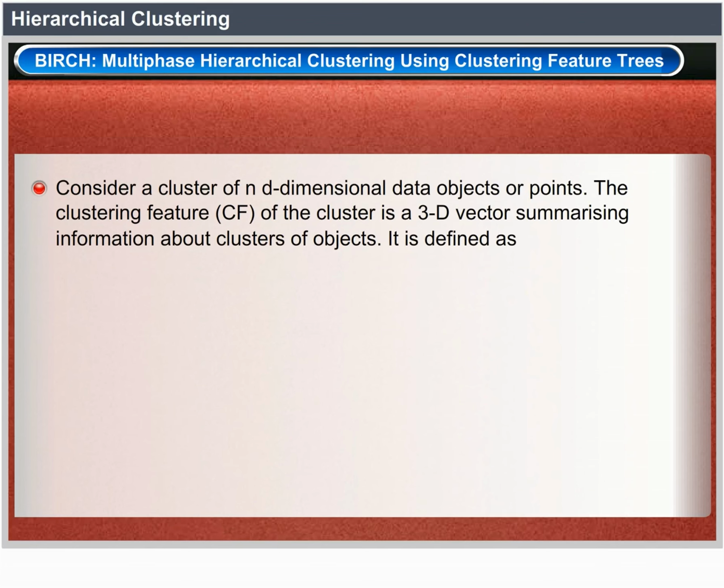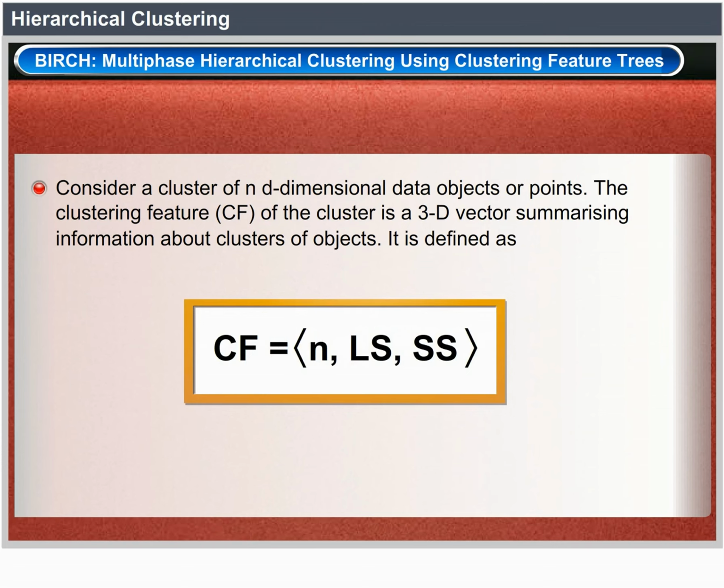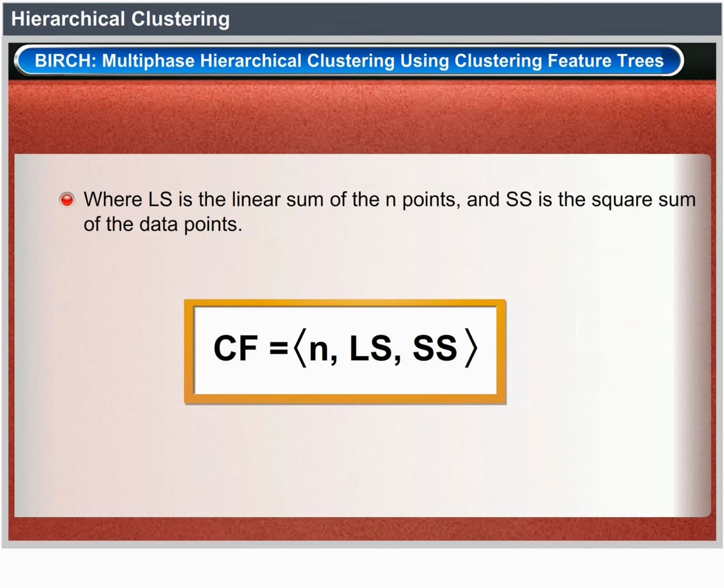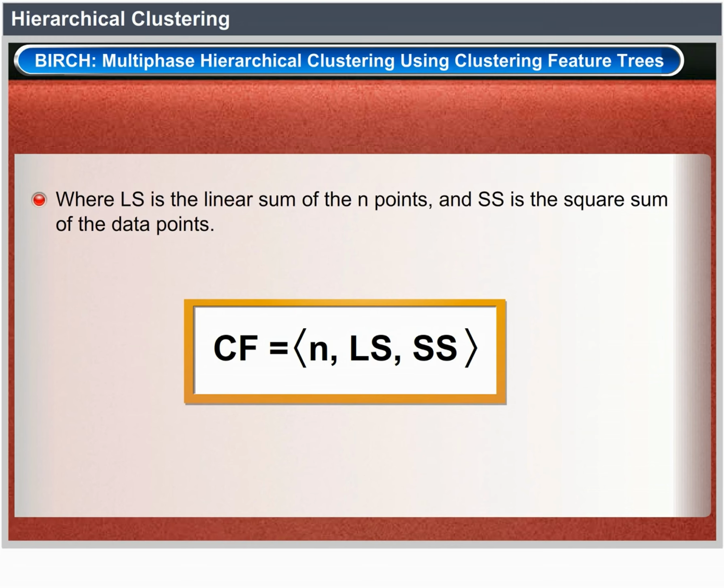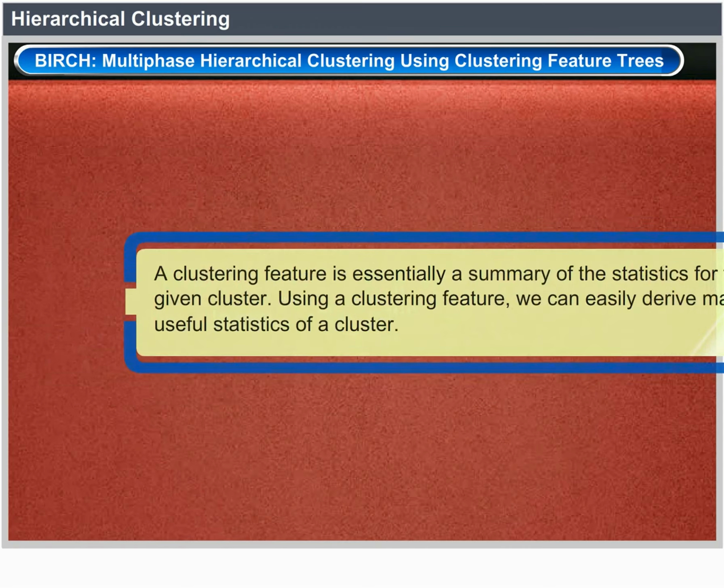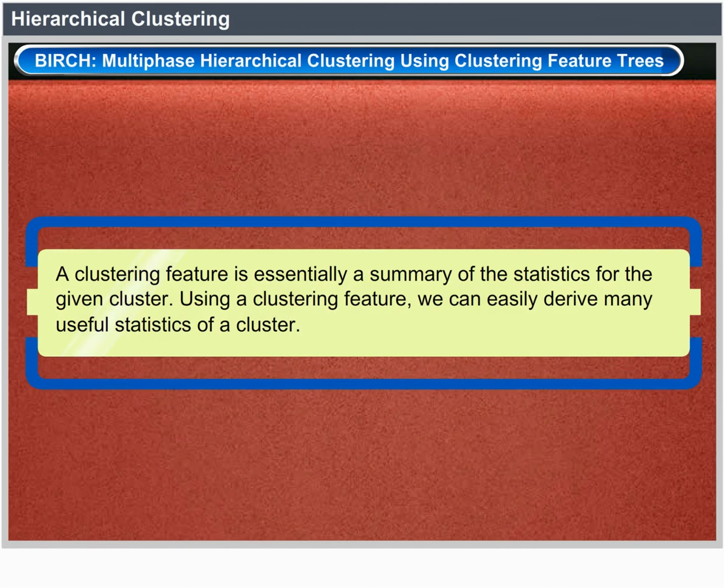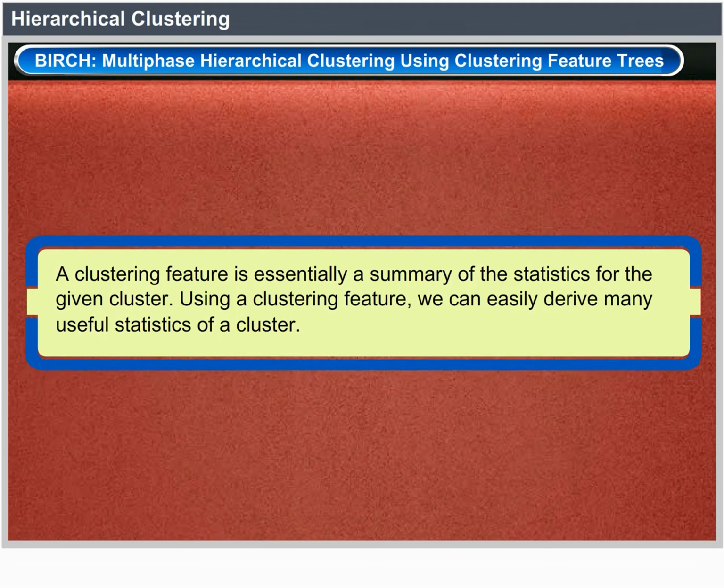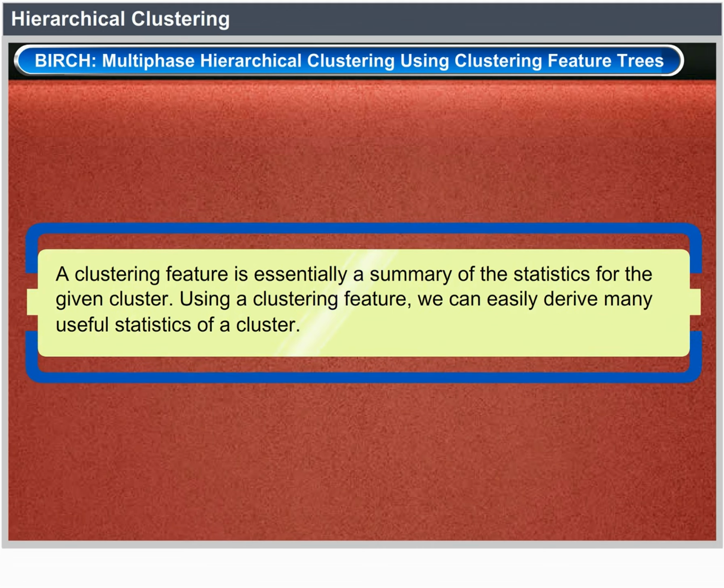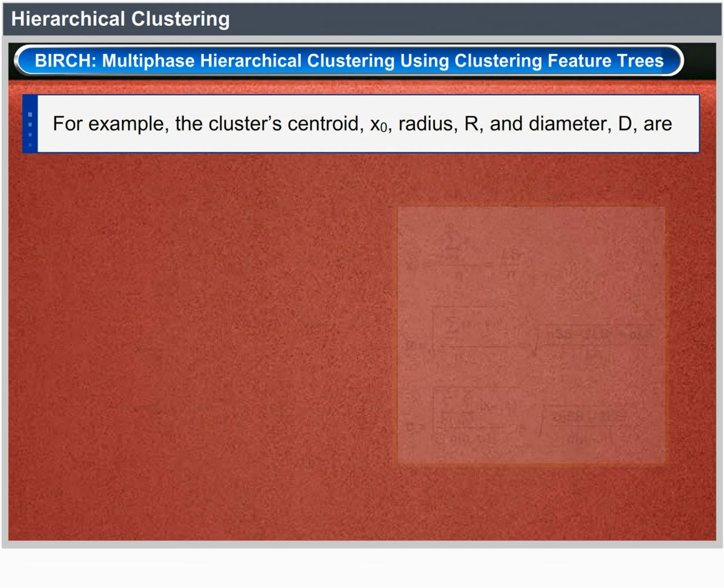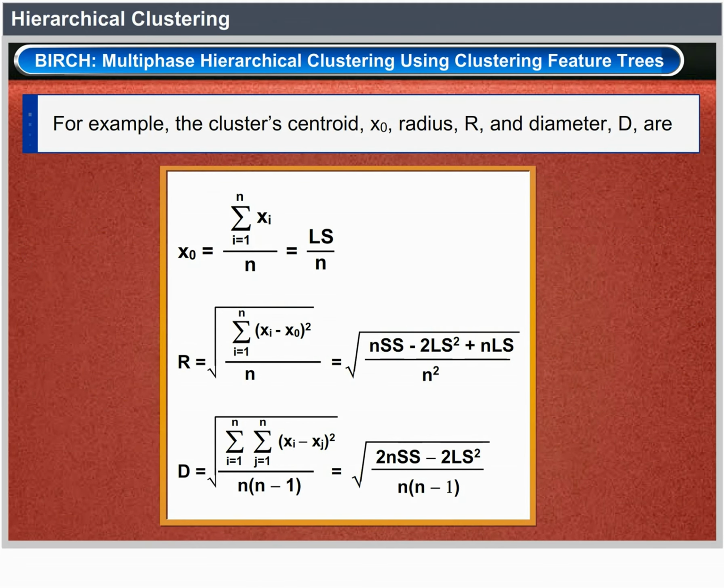It is defined as CF = <n, LS, SS>, where LS is the linear sum of the n points and SS is the square sum of the data points. A clustering feature is essentially a summary of the statistics for the given cluster. Using a clustering feature, we can easily derive many useful statistics of a cluster. For example, the cluster's centroid x0, radius R and diameter D can be represented as shown on the screen.